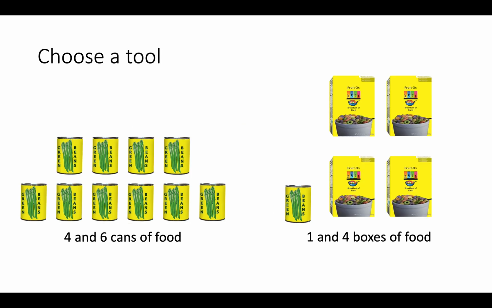Choose a tool. Ask, what do I do? Which tool do I choose? 4 and 6 cans of food, or 1 can and 4 boxes of food. Say, I choose 4 and 6 cans of food for my tools to match the amounts in the problem. I can choose one strategy.